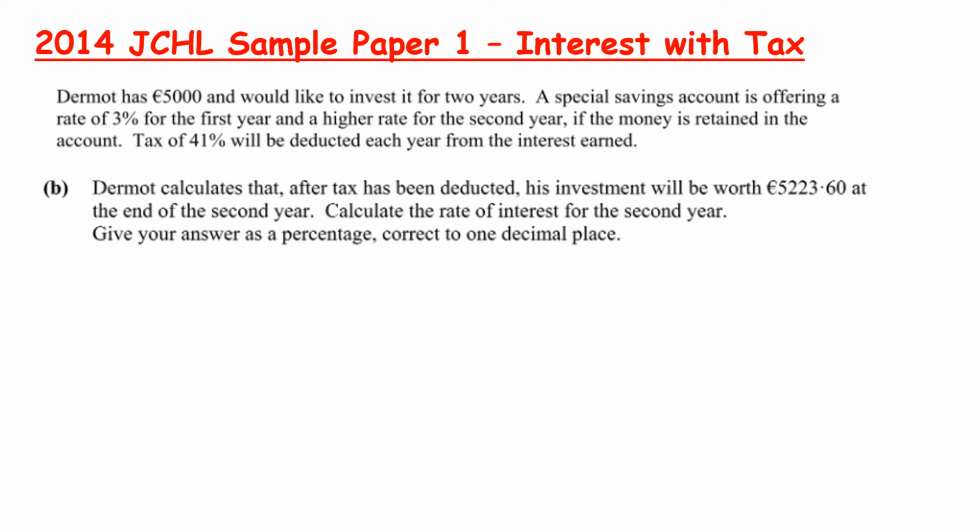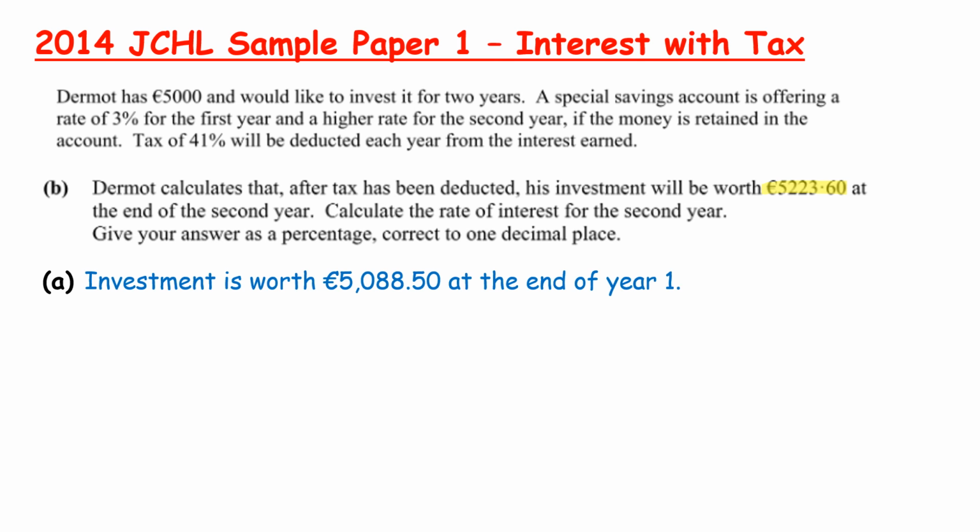So part B is really where the challenge starts. Dermot calculates that after tax has been deducted, his investment will be worth €5,223.60 at the end of the second year. Calculate the rate of interest for his second year. Give your answer as a percentage correct to 1 decimal place. Now, this would be slightly straightforward if tax wasn't involved, but tax is involved. So we need to do what we did in part A, but do it backwards.